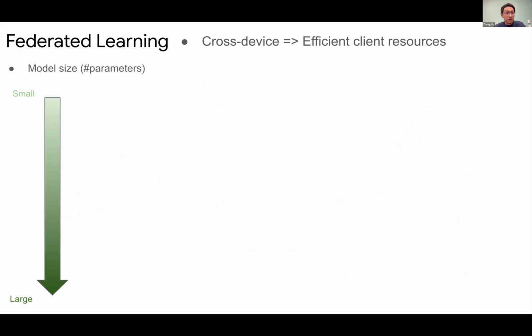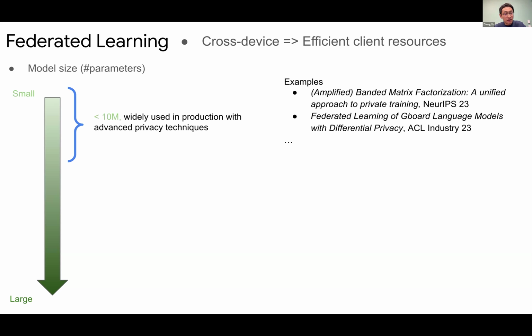So I will talk a little bit about the practice, or what is happening in federated learning now, from the angle of the spectrum of model sizes from small to large. What we often talk about, at least for Google and a lot of companies doing cross-device federated learning, is for machine learning models smaller than 10 million parameters. It's already widely used in production.